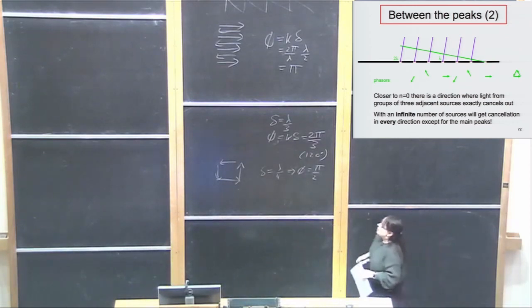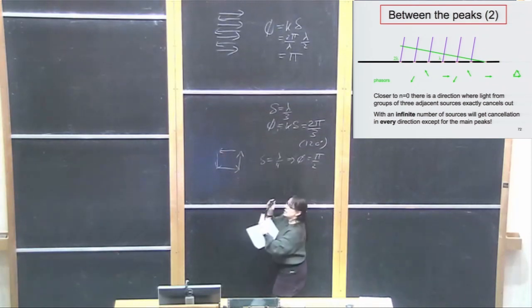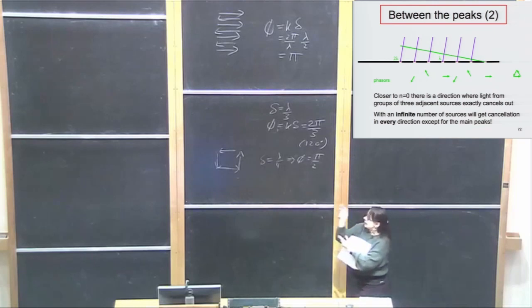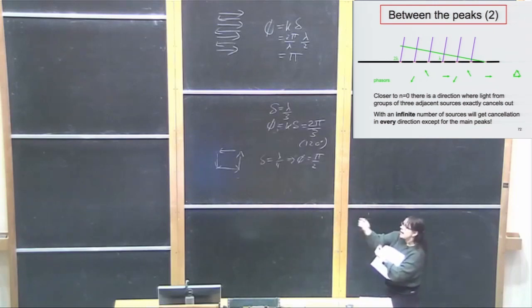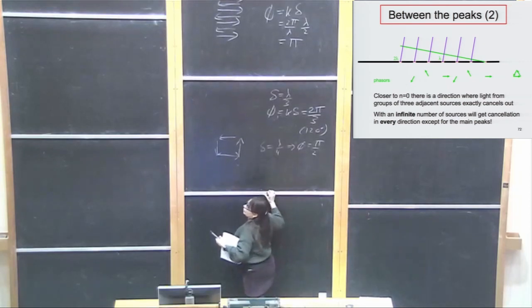Right? So that's why you only get peaks in that special direction where all the phasors are lining up nicely and you get constructive interference, and then in any other direction for an infinite slit grating, everything cancels out and you see nothing.